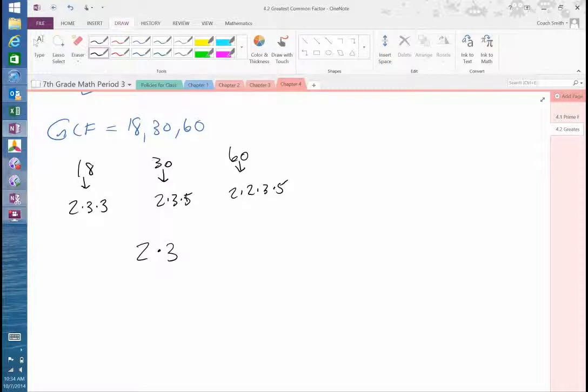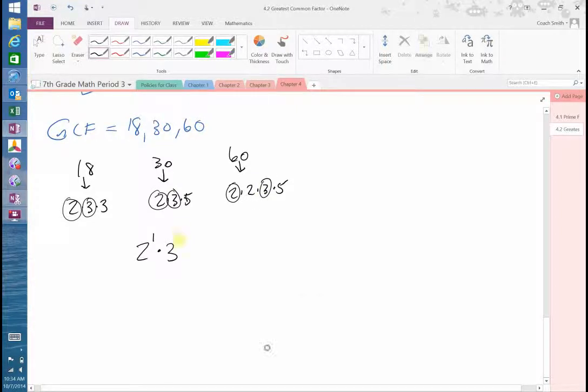What is the most times that 2 is used? 1 time. Once, once, once. So I use it once. What about the 3? Once. There's 1 there, 1 there, 1 there, but there's not any more. So I use it once. So the greatest common factor is equal to 6.